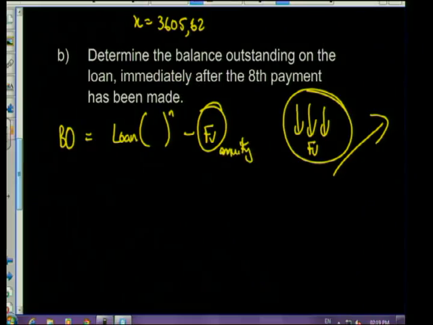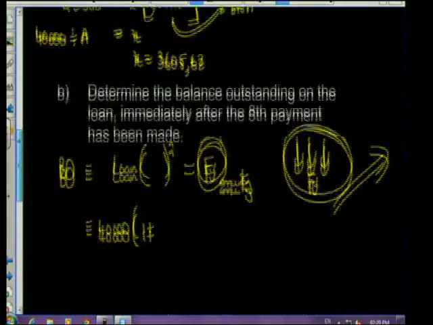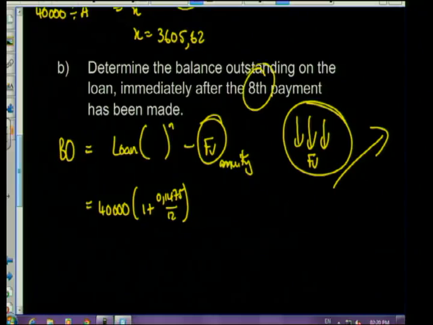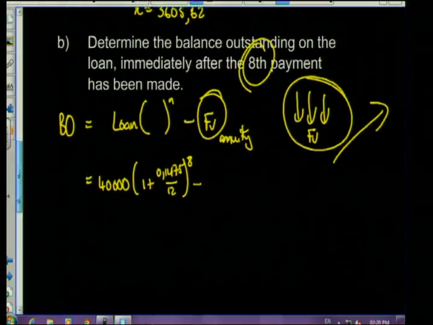So let's go and do this. I'm going to determine the balance outstanding on the loan immediately after the 8th payment has been made. So take your loan. Your loan was 40,000 plus the interest rate, I think it was 14.75. Yep, so it's 0.1475 over 12. And I'm wanting to find out the balance outstanding after the 8th payment, so I put it to the power of 8, minus now the future value of all of those payments.